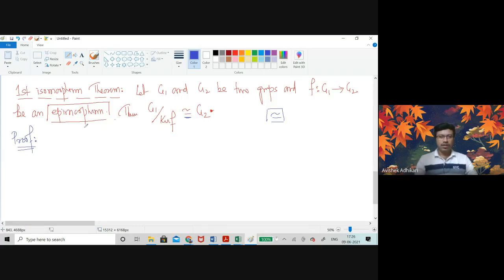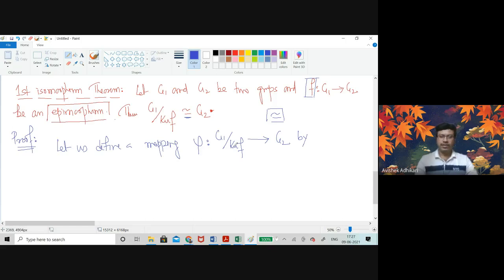So, what we need to show is that we need to give a mapping from here to there, and that mapping has to be a homomorphism as well as bijective. So, let us try to define a mapping. Note that you have already been given this mapping F. So, with the help of this mapping, I need to define a mapping from here to here. So, let us define a mapping phi from G1 quotient kernel of F to G2 by.